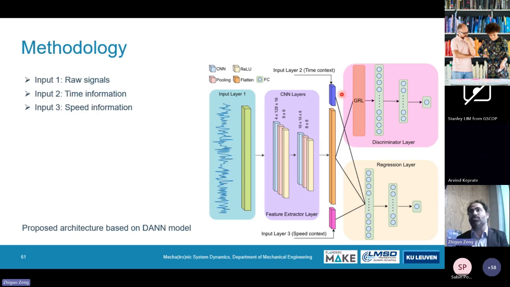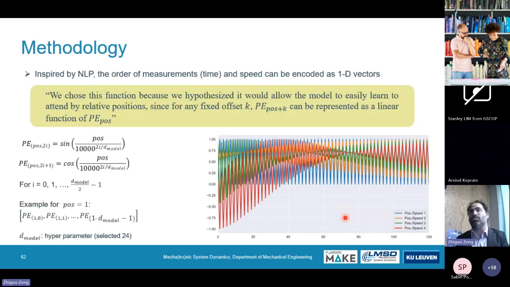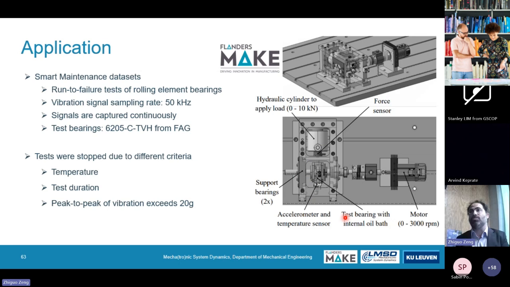In a degradation system, you don't expect that the system will self-heal. So you can take the information that is time related: one sequence comes after another sequence, and the system should not self-heal. On the other hand, we can have embeddings from the speed information. So from natural language processing models, we use some approaches in order to encode the time measurements and the speed measurements. And we applied that on some random failure tests that we have from Flanders Make.